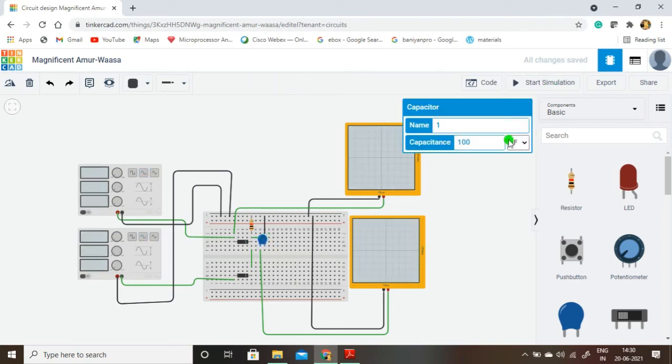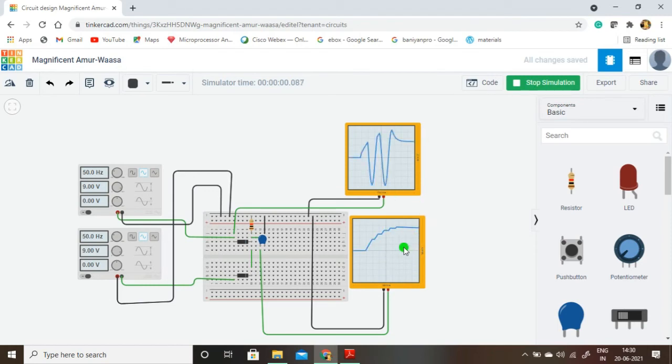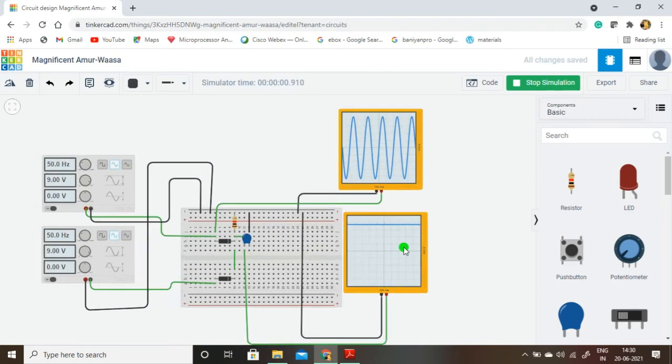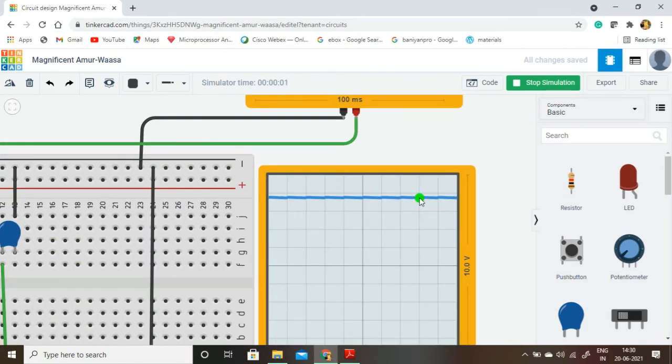Now I am going to change the capacitor value also. Here I am using a 1000 microfarad capacitor. Now I am going to simulate. After simulation, what is going to happen here? This is the input signal. This is the charging and discharging. Look at here. This is the DC signal.